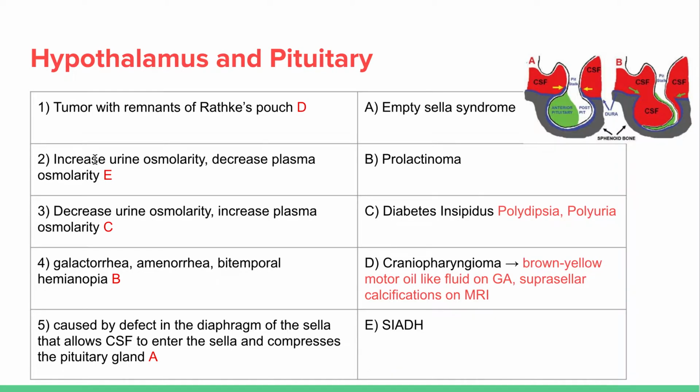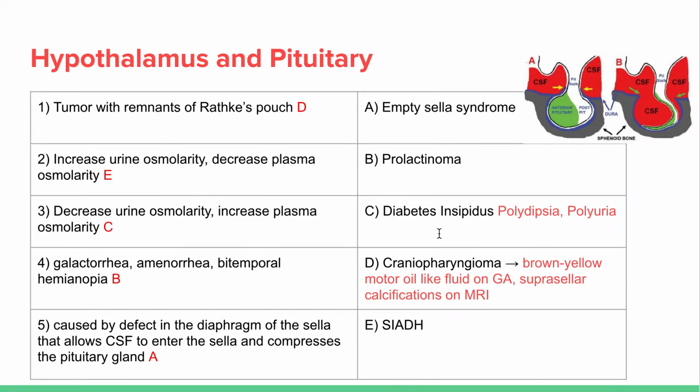Okay, second is increased urine osmolarity, decreased plasma osmolarity. This is your syndrome of inappropriate ADH secretion. You have so much ADH that it's constantly reabsorbing water back into the body, back into the blood, and decreasing the plasma osmolarity.